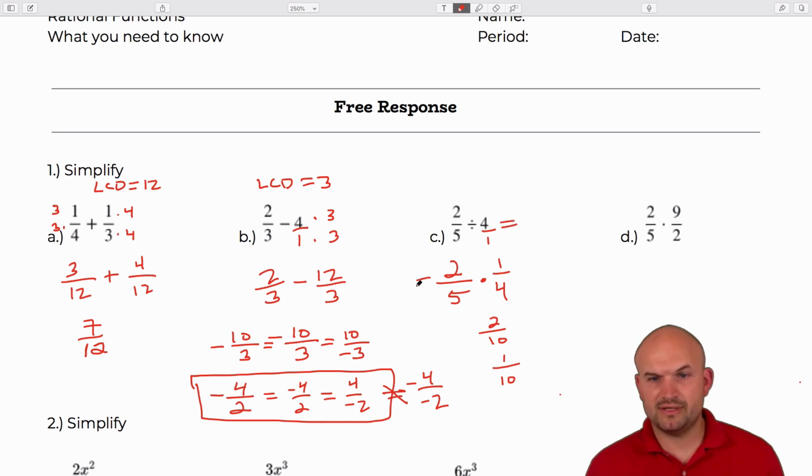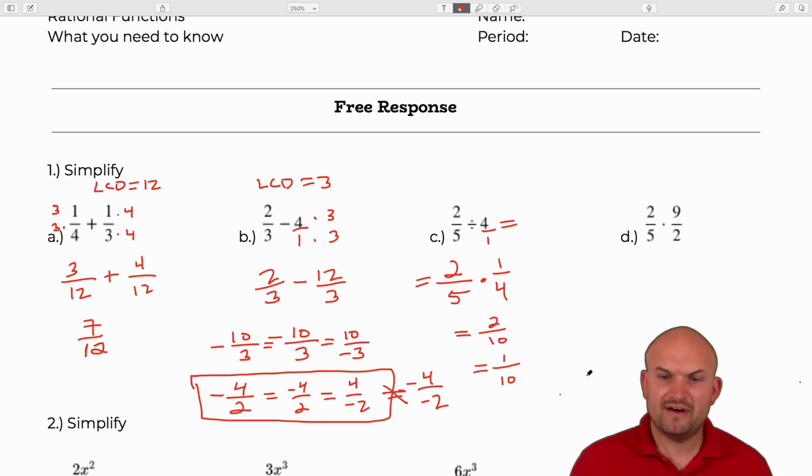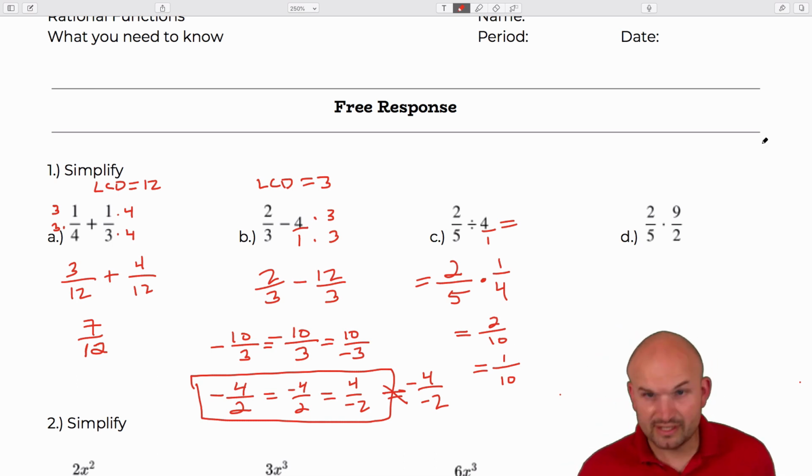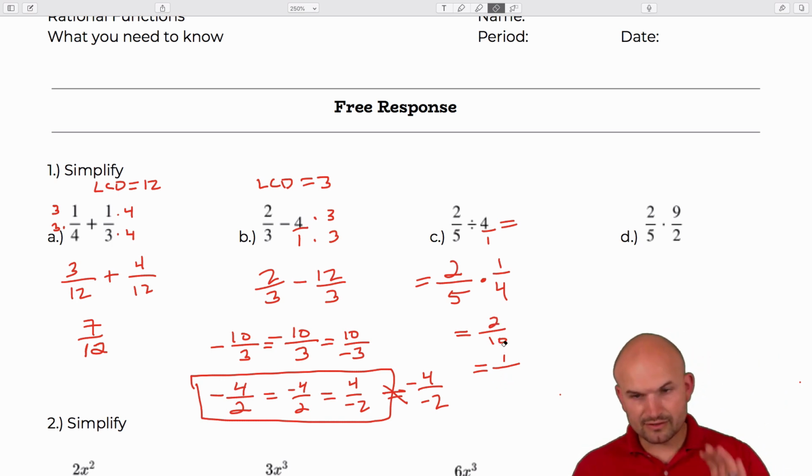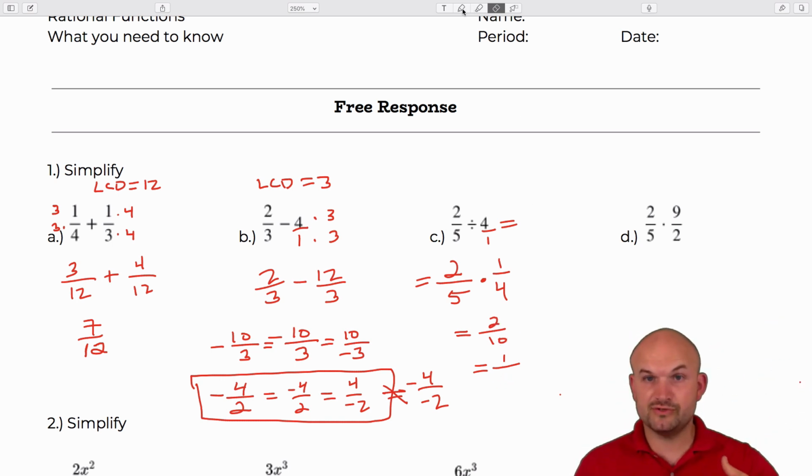So I can put some equal signs here, so you can follow my work. Oh, that's not 1/10, that's going to be 1/5. Make sure when you're reducing the 2/10, 2 divides into the numerator 1 time and 2 divides into the denominator 5 times. So that reduces down to 1/5.